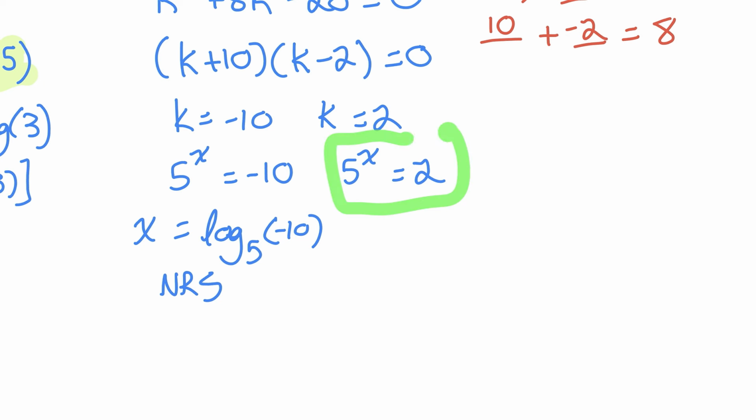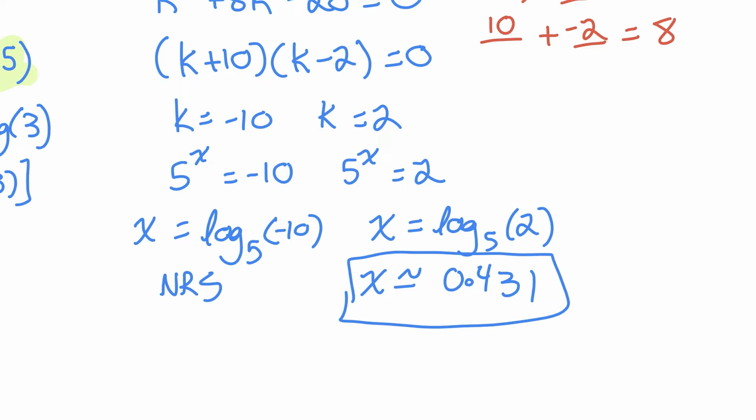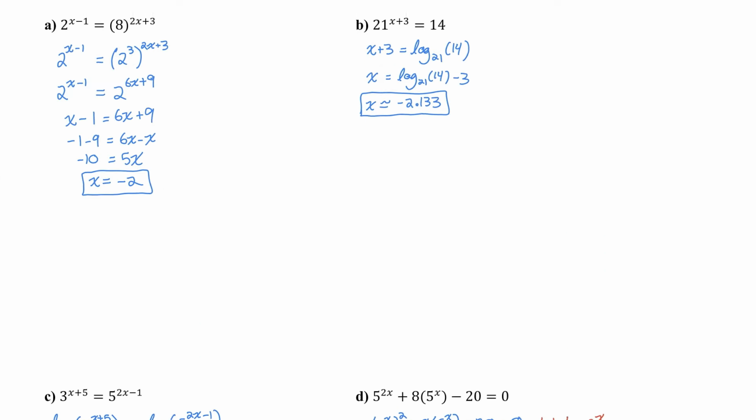But how about this equation? 5 to the power of x equals 2. So what exponent goes on 5 to get 2? I can use a logarithm to find that exponent by doing log base 5 of 2. My calculator tells me that that is approximately 0.431. So that is the only real answer to this equation. So we've solved all 4 exponential equations.